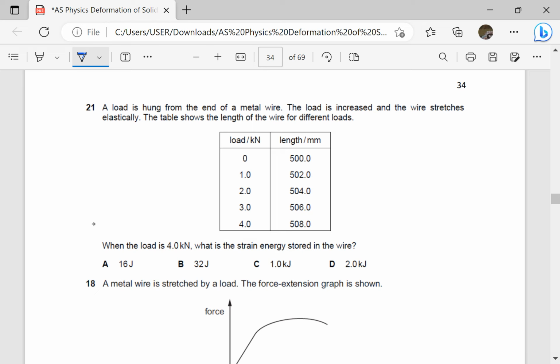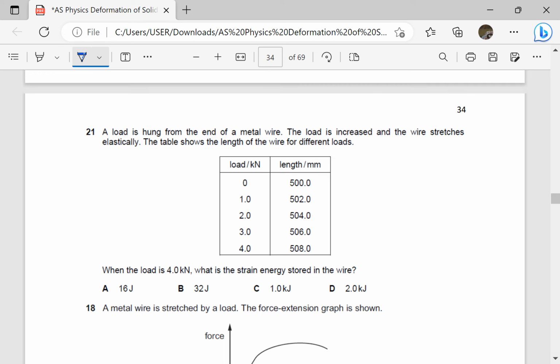A load is hung from the end of a metal wire. The load is increased and the wire stretches elastically. The table shows the length of the wire for different loads. When the load is 4 kilonewtons, what is the strain energy stored in the wire?